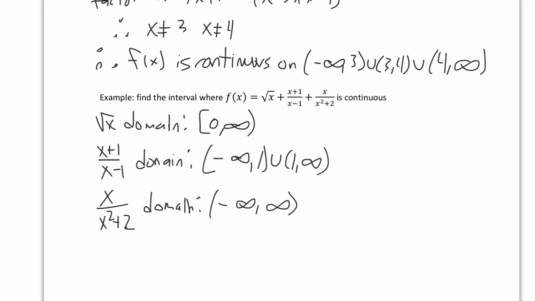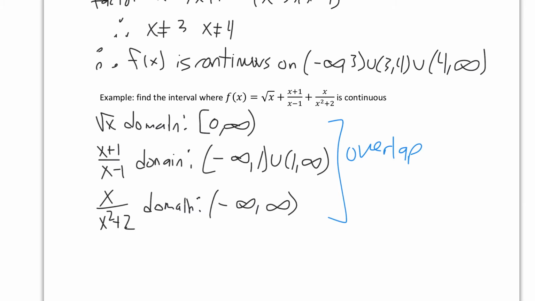Now, where is the overall function defined? If these are the 3 portions, the overall function is defined where all 3 of these overlap. So we need to think a little critically, where are all 3 of these being defined? Where is the overlap of these 3 domains? Well, certainly not any negative numbers because of the first portion, so it's got to start at 0.